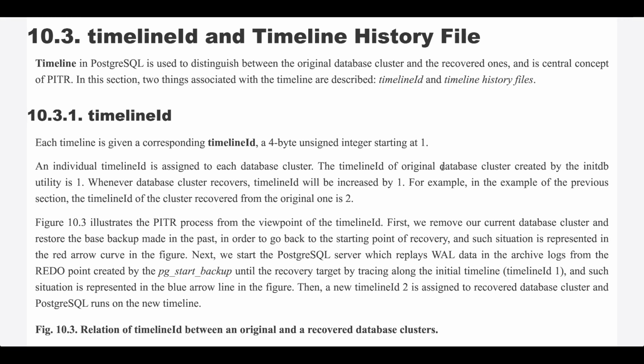10.3 Timeline ID and timeline history file. Timeline in Postgres is used to distinguish between the original database cluster and the recovered ones, and is a central concept of PITR. In this section, two things associated with the timeline are described: timeline ID and timeline history files.